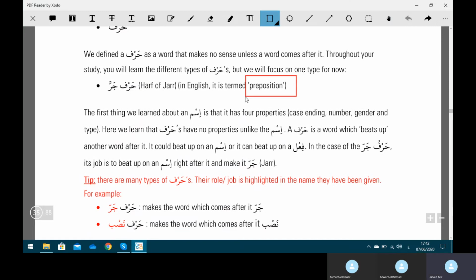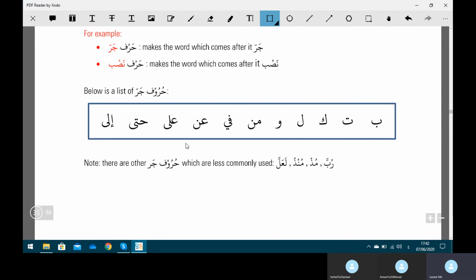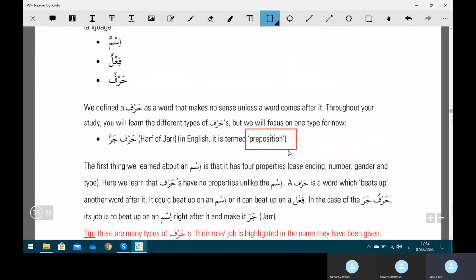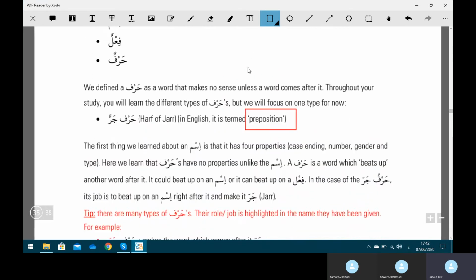That's the term in English: preposition. So all of these are prepositions. What are they? They are prepositions. But I'm going to stick with the Arabic terminology for now, which is harf jar. These are all harf jar.